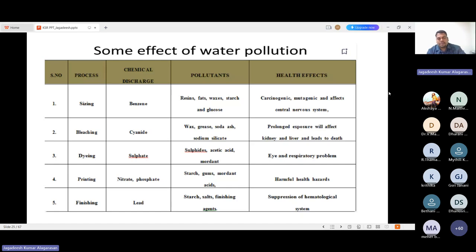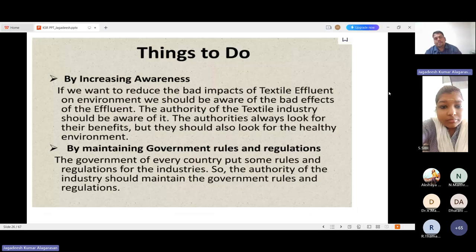This is the heavy metal pollution. So the pollutants are starch, salt, and finishing agent. So suppression of hematolytic systems. So things to do.